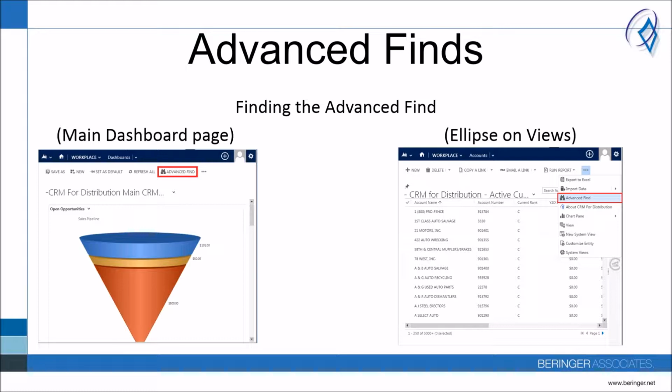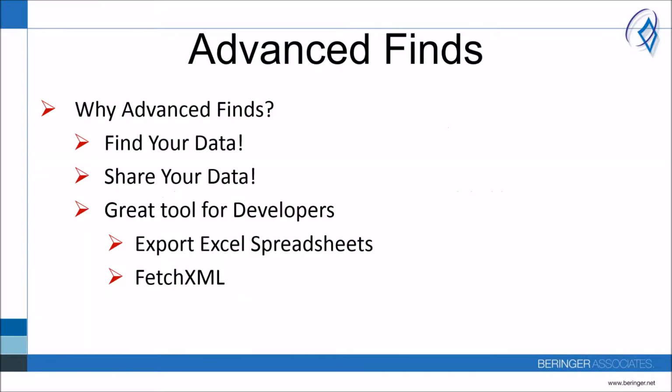So say you're in a view, maybe looking at customers or contacts. You won't see the advanced find available right in the top menu there. You'll drop down in an ellipse that's located a little bit on the right of the menu. It shows some more options, but I've highlighted the advanced find for you to see.